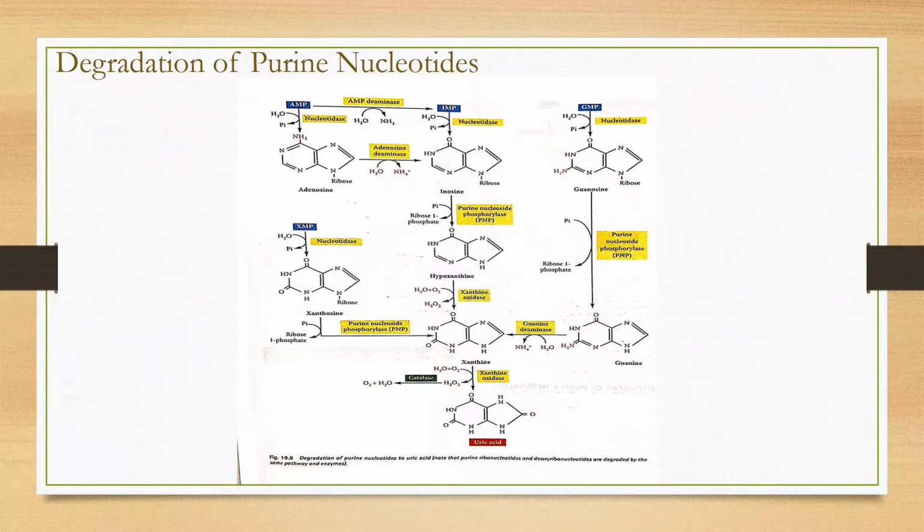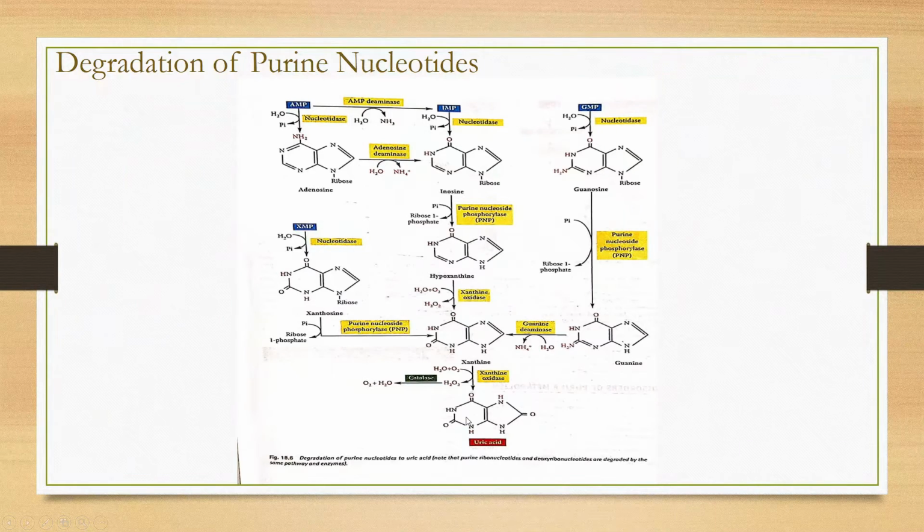The degradation of purine nucleotides finally results in the formation of uric acid. Uric acid is the end product of purine catabolism, or degradation, in humans and other primates.